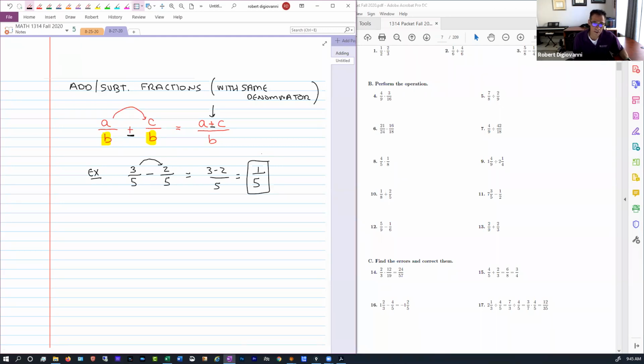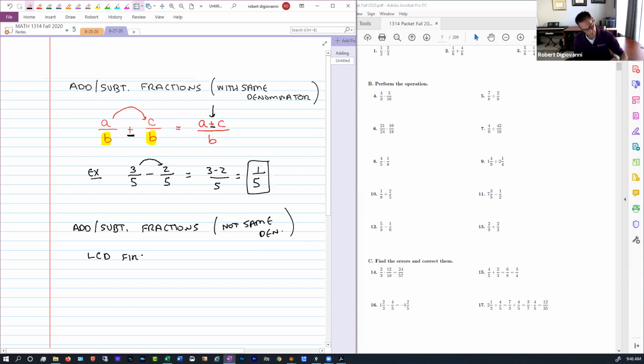Now, if they're not the same, we have to do the LCD, right? So if you want to add and subtract fractions with not the same denominators, then you have to get an LCD first, right? LCD first. And then go through the method. So you get your LCD and then you just go back and do what this one is telling you to do. Any questions on that?